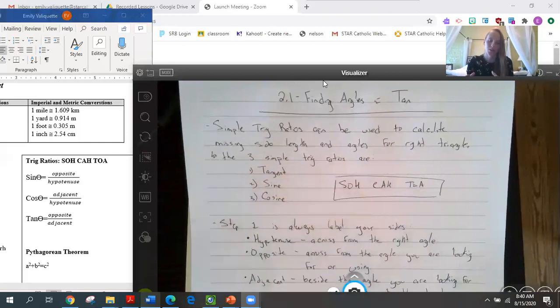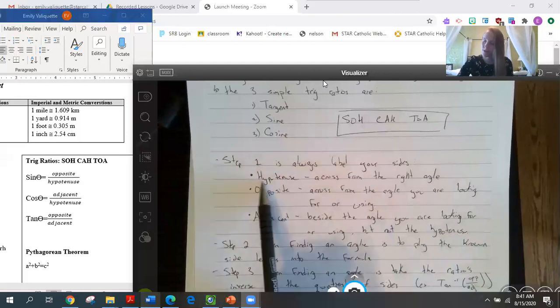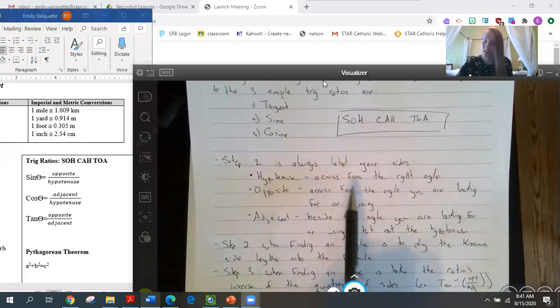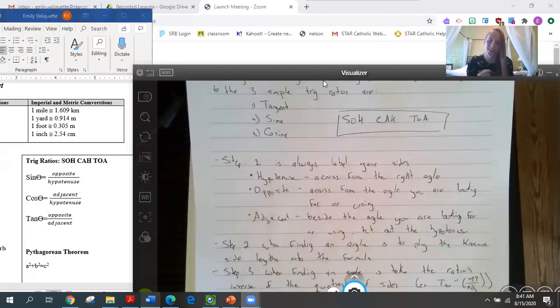So anytime you're dealing with these simple trig ratios, whether you're finding an angle or a side, step one is always the same. Your very first thing you need to do is label your sides. The hypotenuse is going to be across from the right angle. The opposite side is the side that's directly across from the angle that you're either using in the formula or the angle that you're trying to find. And then the adjacent side is just the other side. It's going to be beside the angle. Adjacent means beside, but it's not the hypotenuse. So I always save it for last.